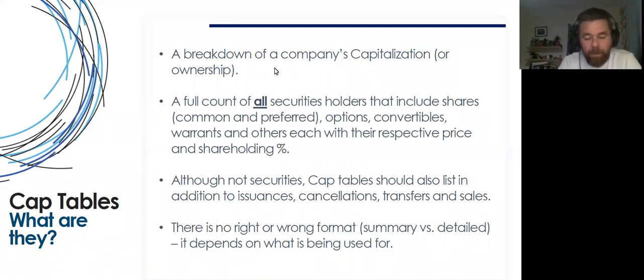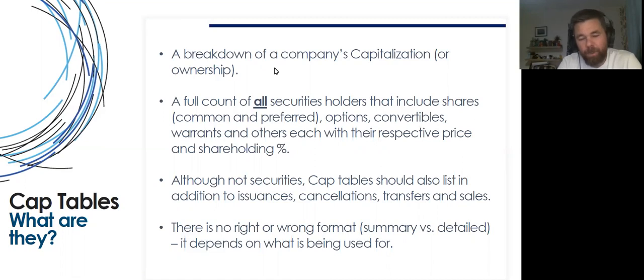The cap table can include obviously equity. It can include other types of securities. In the case of startups, it is usually equity and convertible debt. Although not securities, it can also include in the cap table any prior issuances, cancellations, transfers, or sales of equity or convertible debt, if that had taken place.